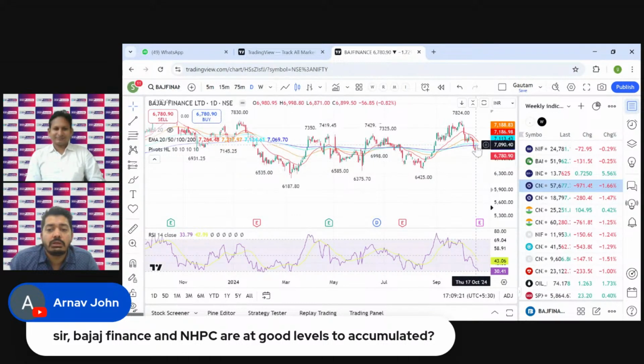And an immediate trend reversal would be seen only once the stock manages to sustain above 7,260, the level from which the stock witnessed a breakdown. So that would be the major resistance on the upside, that is 7,260 levels. And from a slightly medium-term perspective, the stock could witness a correction towards 6,500, 6,400 on the downside.